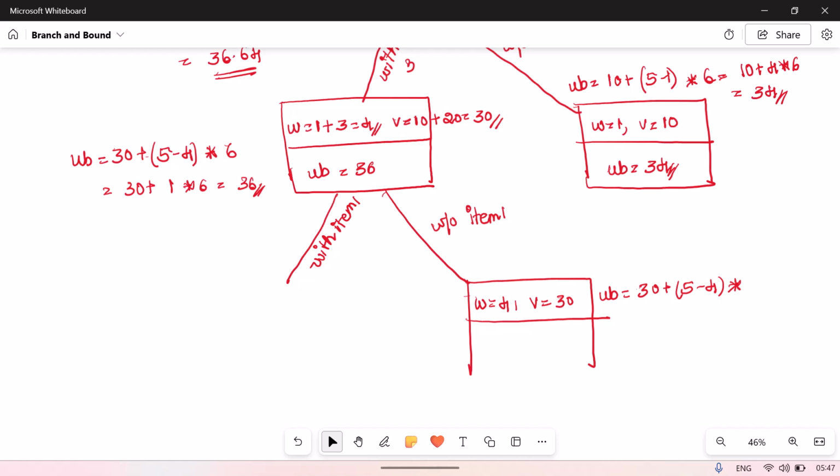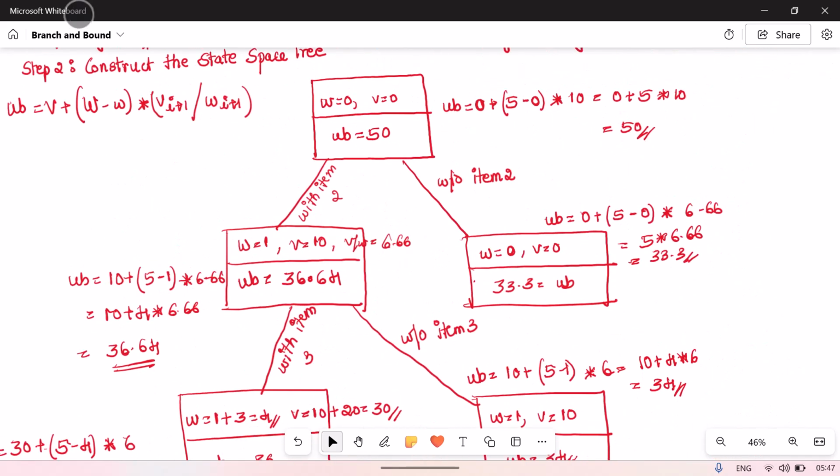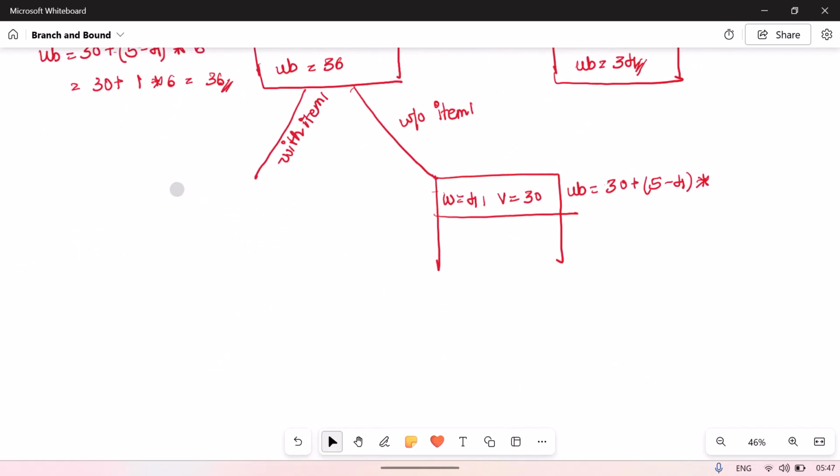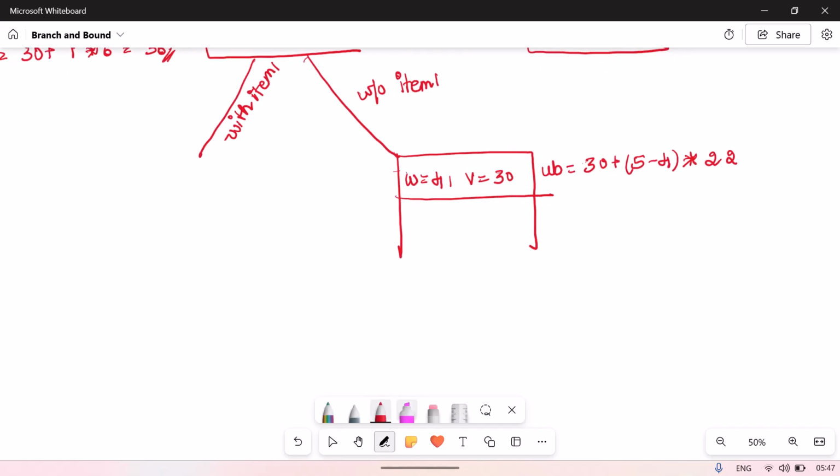For the previous item, we are talking about this with respect to item 1, right? So for item 1, you'll have to consider the ratio of the next item. So 2.5. So this will become 30 plus 1 times 2.5, sorry, so it will become 32.5. So this becomes 32.5.